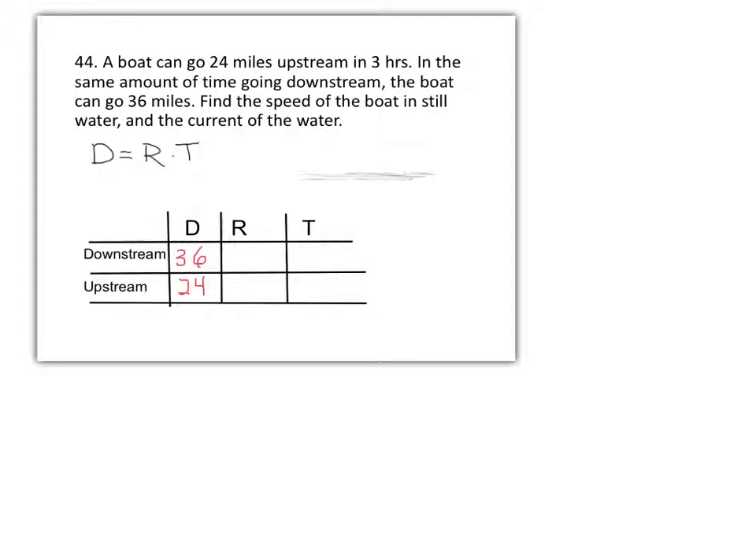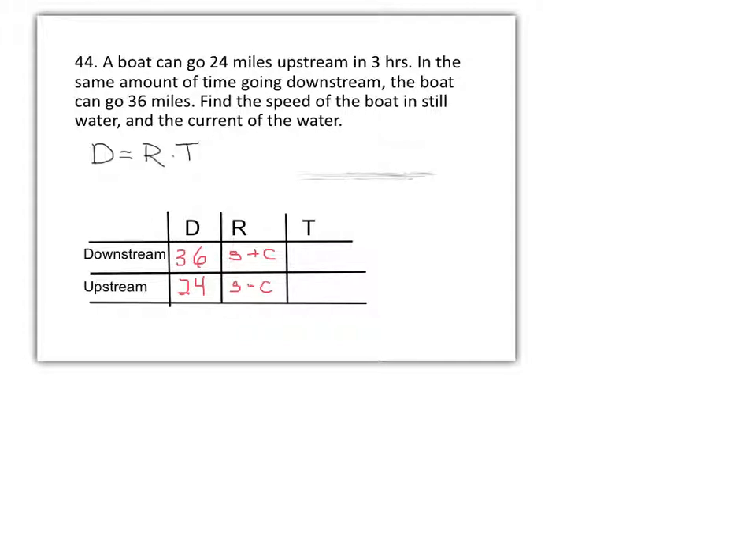And we know that going downstream, the boat is going to go as fast as it would in still water, plus it's going to get a boost from the speed of the current. So we'll call S the speed of the boat in still water. And then in addition to that, we have the current. So the rate for going downstream is going to be the speed of the boat plus the current, and the rate going upstream is going to be the speed of the boat minus the current.